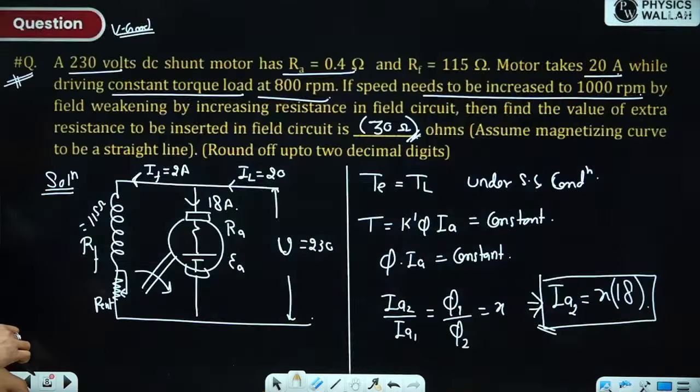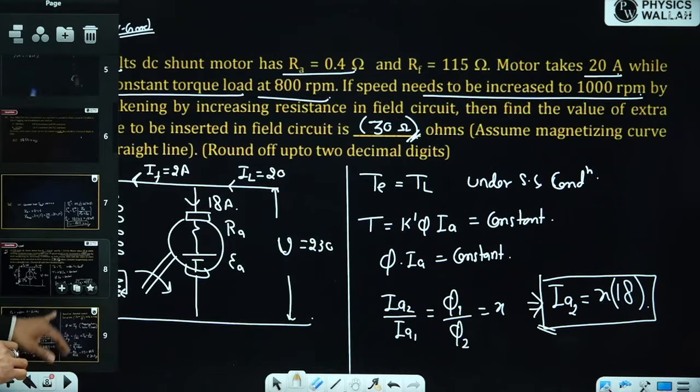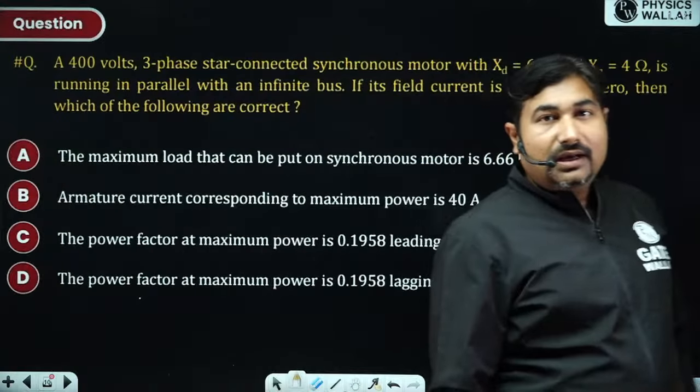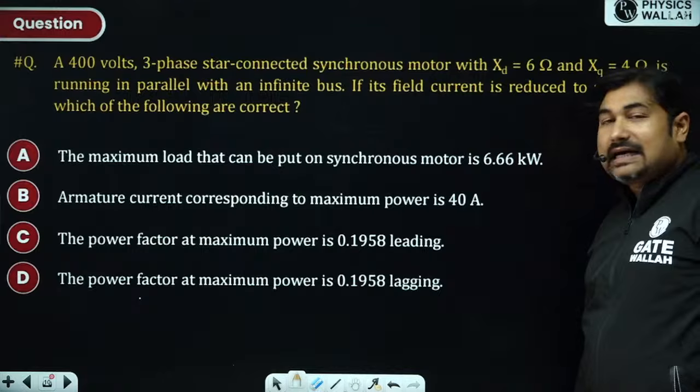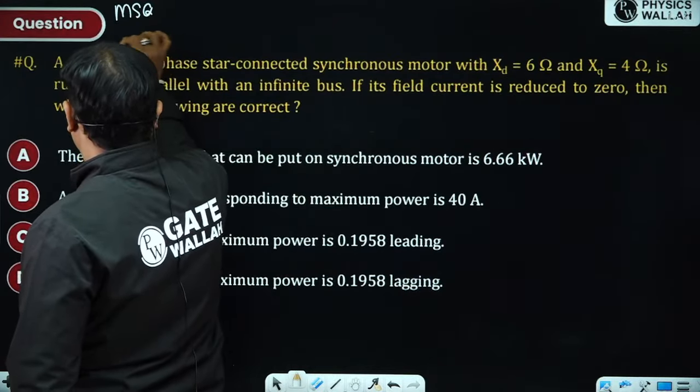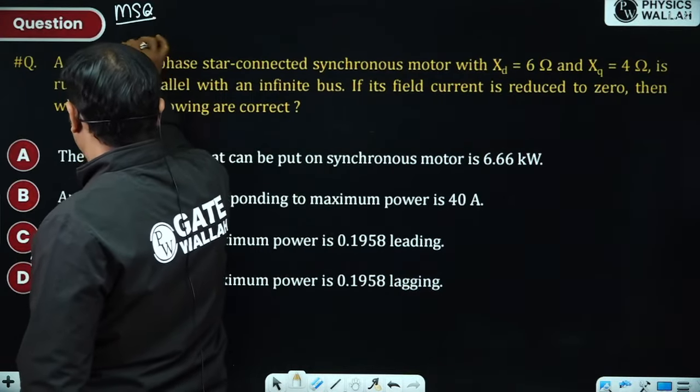How many of you able to understand this question perfectly? Great. So one of the best questions. Now come to the next question. It's a kind of MSQ question. I am highlighting it's a kind of MSQ, so you have to check each of the options separately.